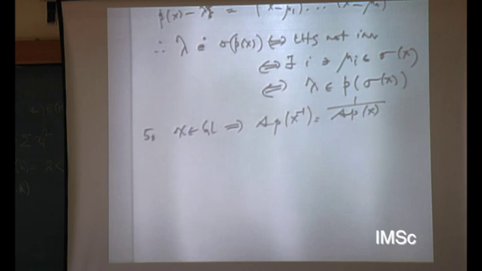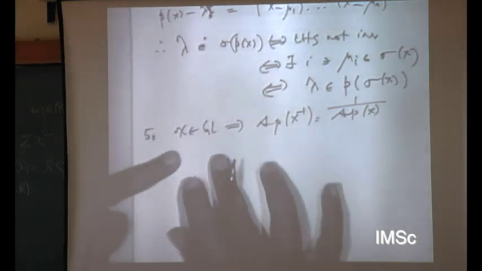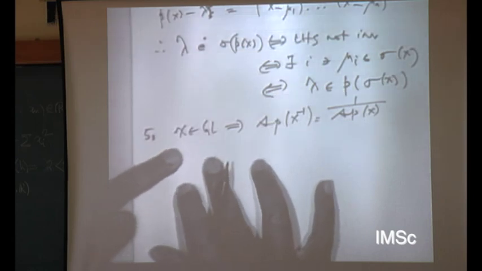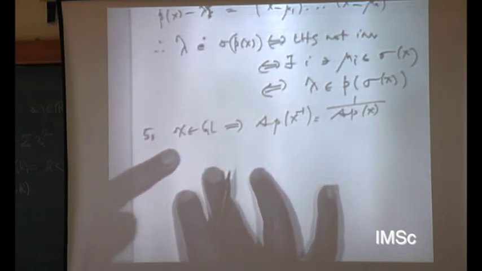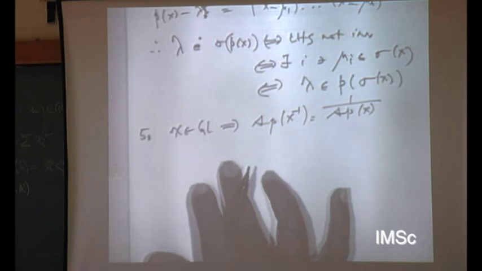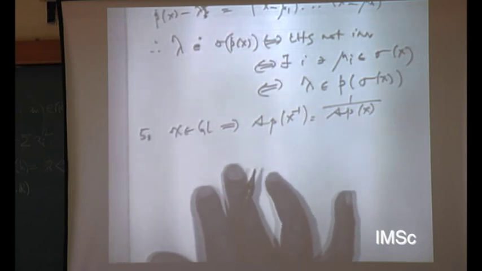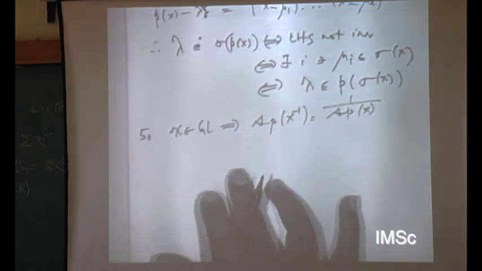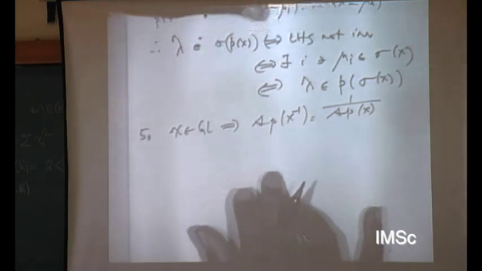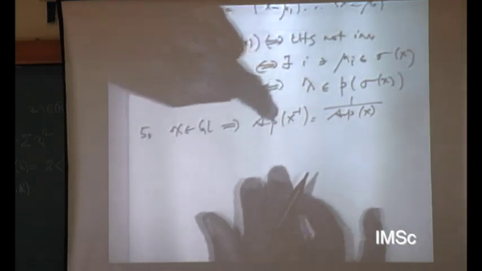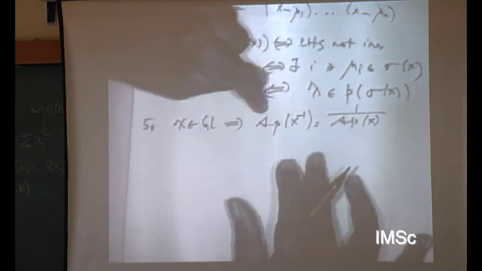Actually, the spectral mapping theorem is true for any analytic function which is defined on the spectrum of X. So, if X is in GL, that means 0 is not in the spectrum. So, 1 over z is going to be an analytic function in a neighborhood of the spectrum of X. Okay. So this is obvious, isn't it?